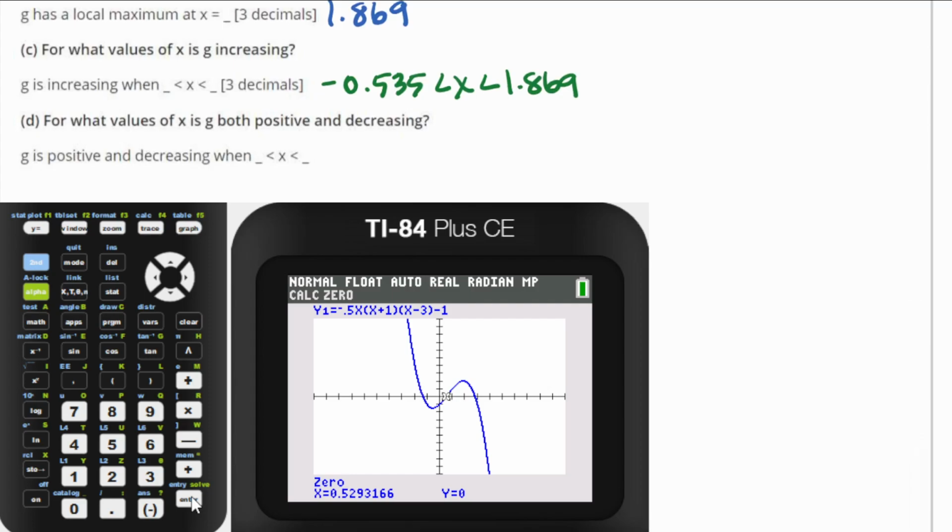Okay, so from 0.529 is less than the relative maximum, which happened at 1.869. All right.